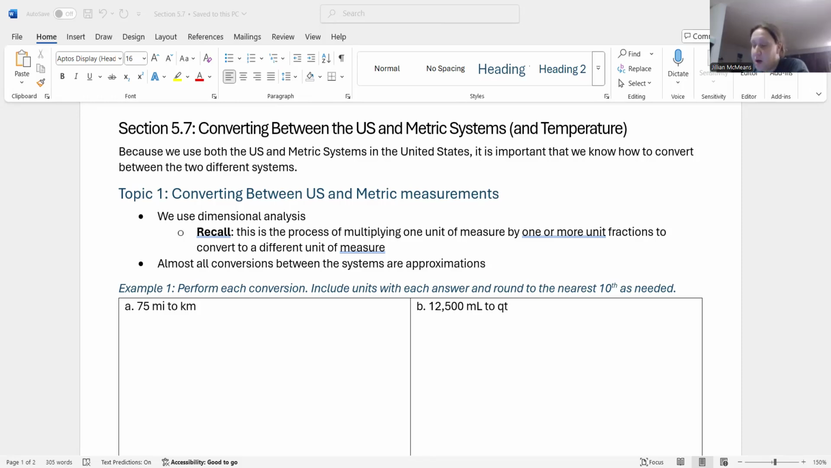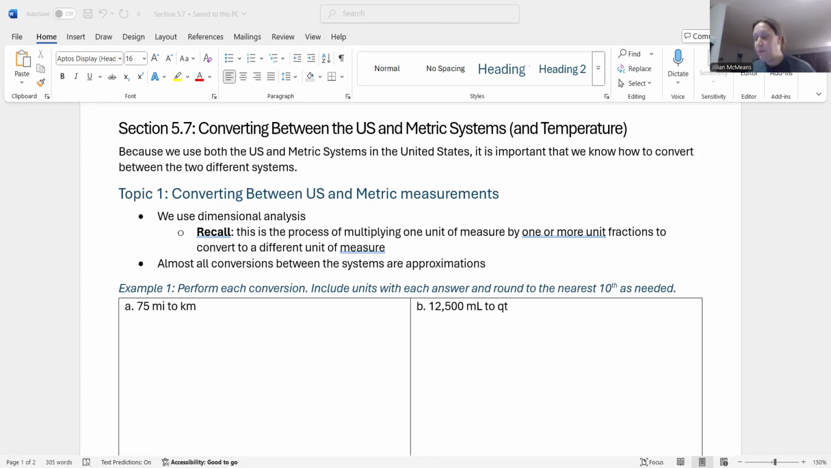And I have written here, because we use both the US and metric systems in the US, it is important that we know how to convert between the two different systems. And it certainly comes up. Like, we typically drive miles, but we need to know how to convert that to kilometers. A lot of our medications are in milligrams. We use liters for soda, for example. So there are definitely times where we need to convert between the two.